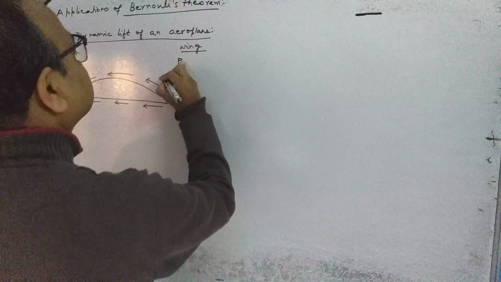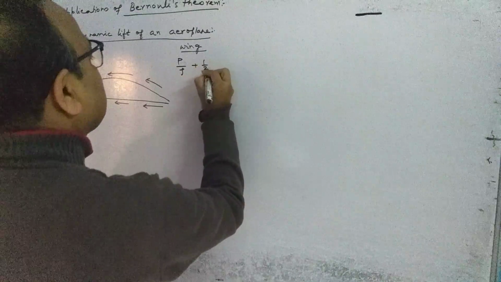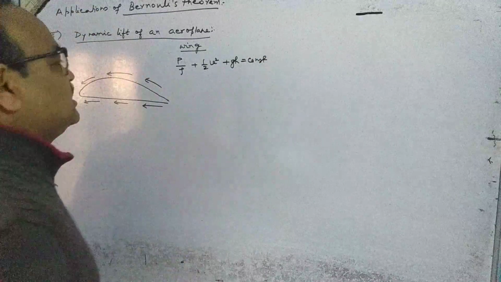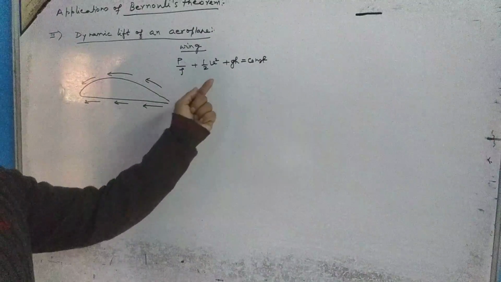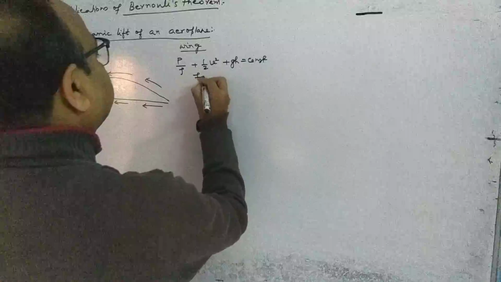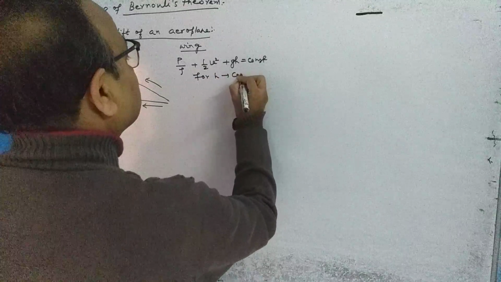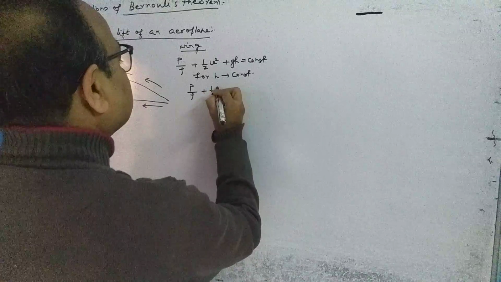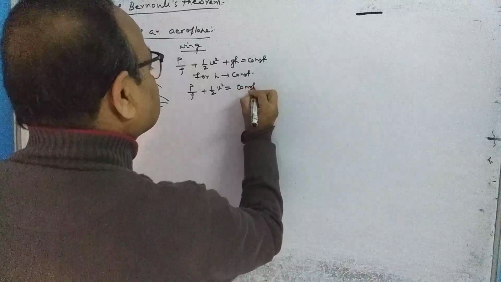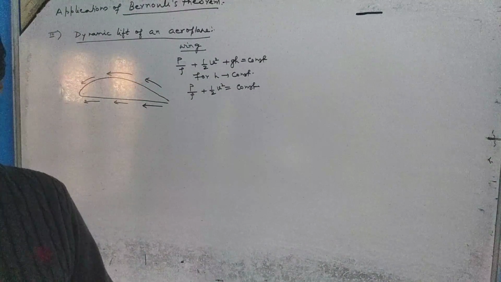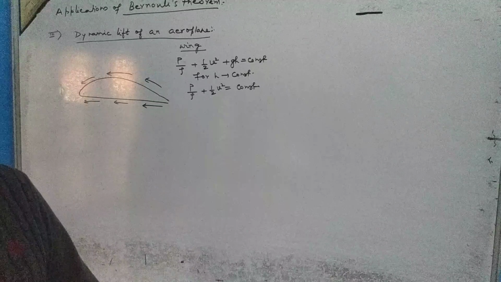Bernoulli's theorem says P by rho plus half V square plus GH is a constant. But if I consider Bernoulli's theorem for the 2 points which are at the same height, that means for H to be constant, what we can say in that case? P by rho plus half V square should be a constant. Look, it's a very important thing. It is a special case of Bernoulli's theorem.